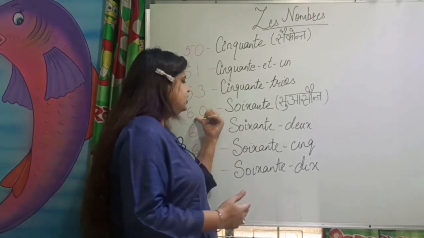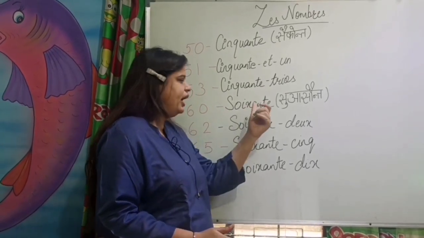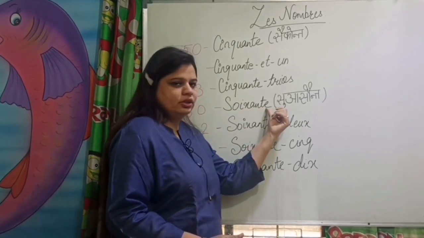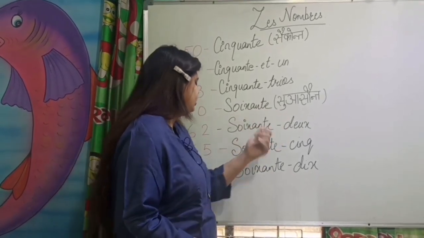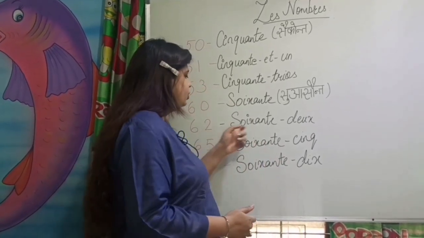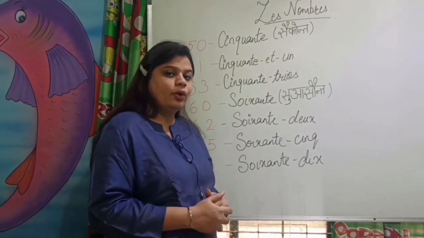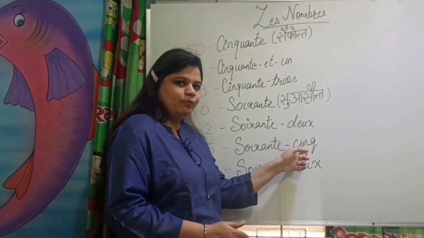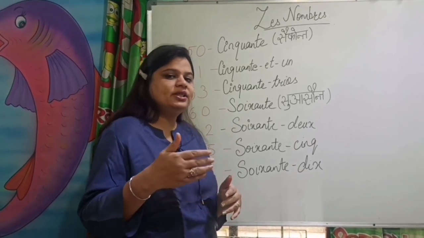Now we are coming again to 60. 60 becomes soixante. Soixante: S is the sound of sir, oi is oua and xante becomes zont. So it is soixante. Now 61 will become soixante et un. 62 soixante deux. 63 soixante trois. 64 soixante quatre. 65 soixante cinq. Now the same way it will go for 66, 67, 68 and 69.